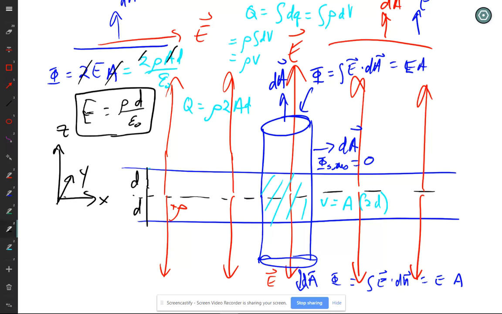What's different if I go inside of the slab? It's not 0 inside the slab because it's not a conductor. But if I go inside of the slab, then my volume is only going to be going up to plus and minus z. And so my volume will be A times 2z instead of A times 2D, which means I'm going to replace my D with a z in my final answer.